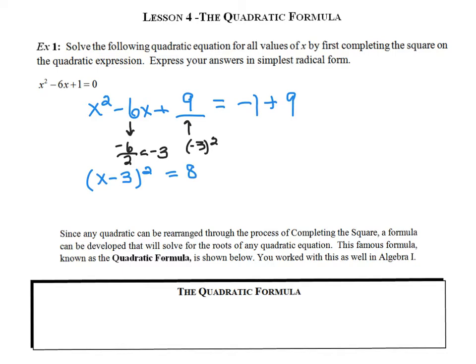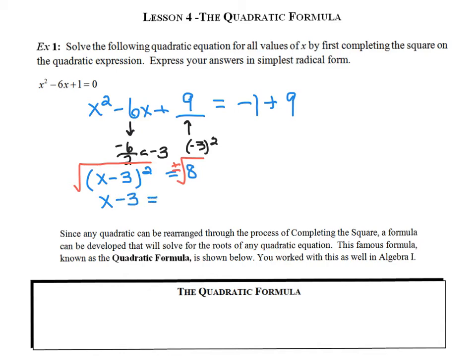Now our goal is to solve for x, so we're going to take the square root on the left side, and when we take the square root on the left, we also have to take the square root on the right. But remember, on the number side, we're going to take the positive and negative square root of 8. So on the left side, the square root of x minus 3 squared is just x minus 3.